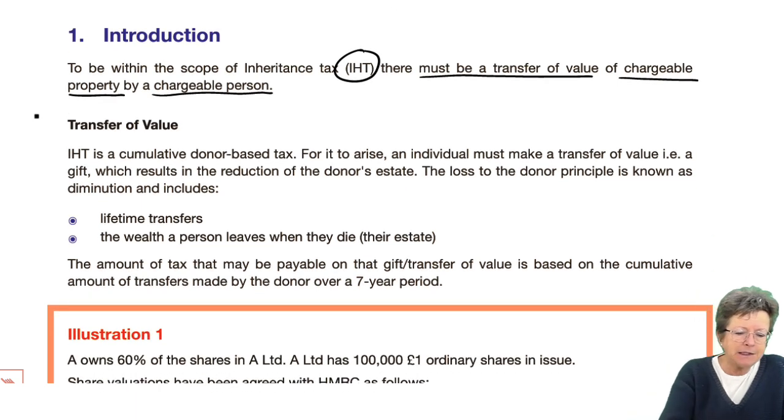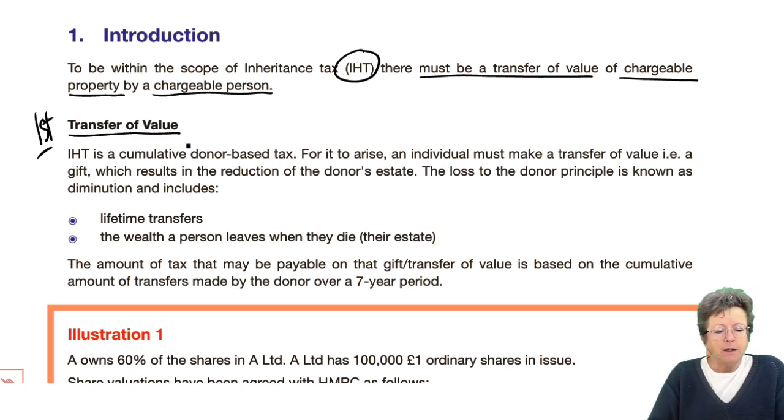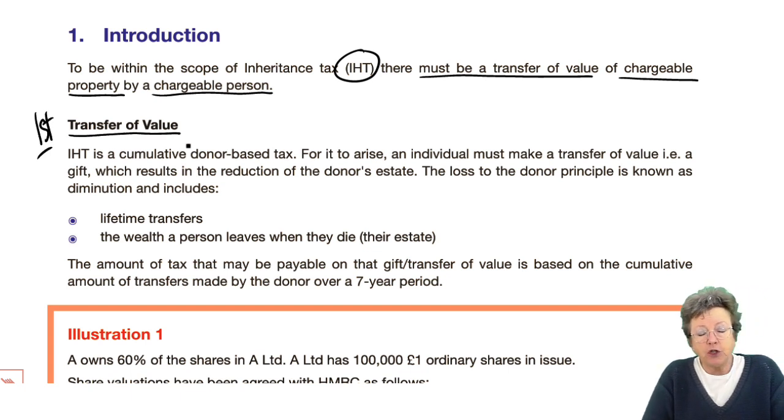Firstly, let's look at what is a transfer of value. Now, it says there that IHT is a cumulative donor-based tax. In other words, the person who is giving away the assets, the money, the shares, the building, the land, the jewels, it's based on them and it's cumulative, so it all adds up together.